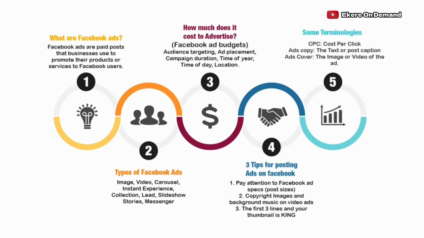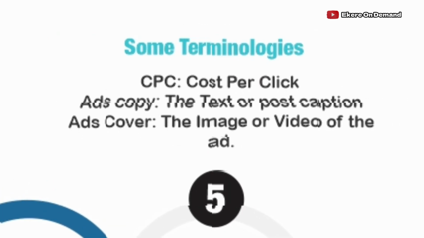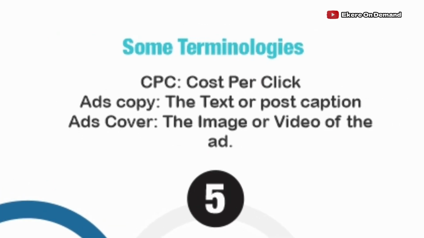Then lastly, on this part, some terminologies. I just brought 3 here, which are the most important. The rest are just for marketing students. But these are the most important things you need to know. CPC, which is the cost per click. Then ad copy is the text or post caption. Ad creative is the image or the video of the ads.